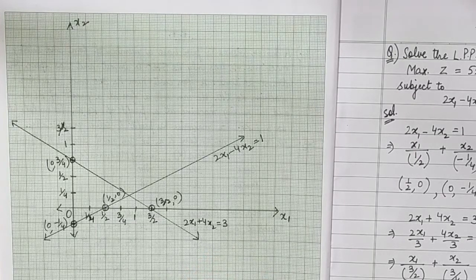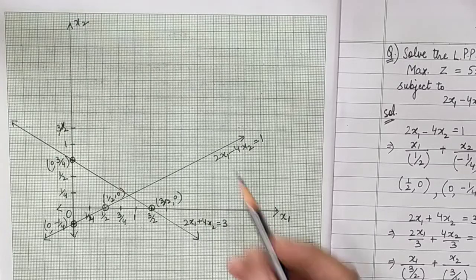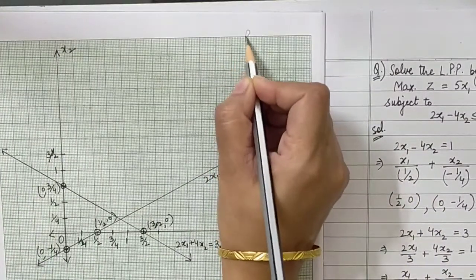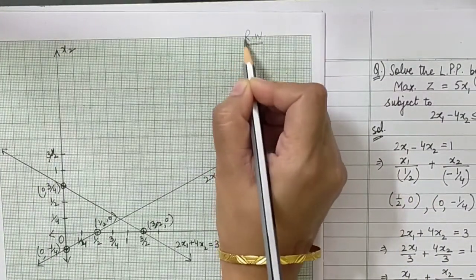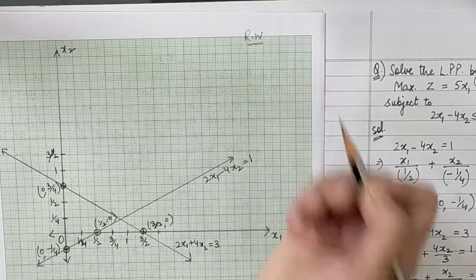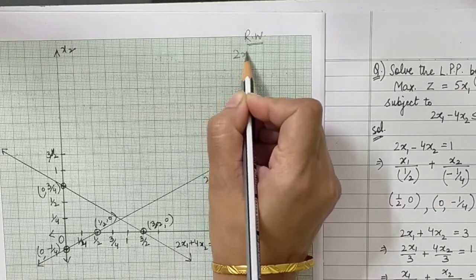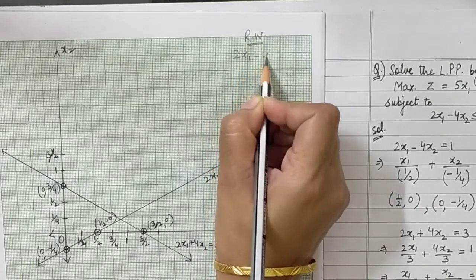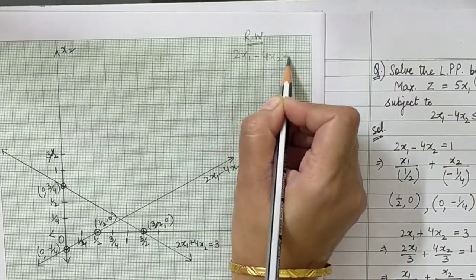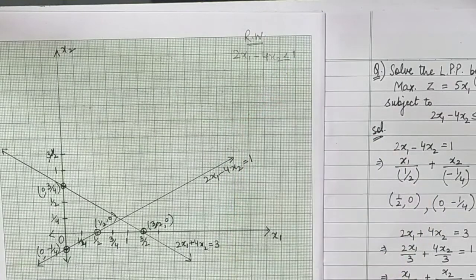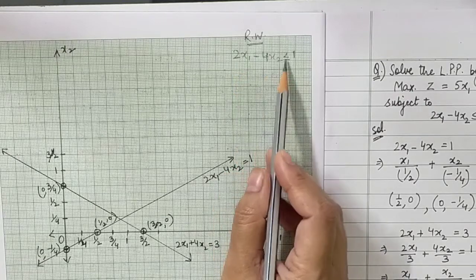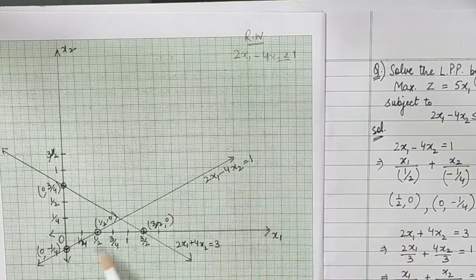Now comes the shading part. For the first inequality, I am going to do the rough work over here. You need not do it, or you can do it on one edge. The very first inequality is 2x1 minus 4x2 is less or equal to 1. Now you have to check this by satisfying the origin. First locate which line corresponds to this. This is the line you have.